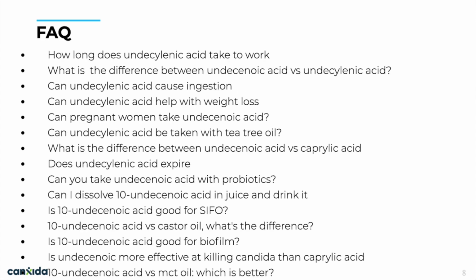Question 12. How long does undecylenic acid take to work? It's a potent natural medicine. A sustained release dose form is useful in reducing gastrointestinal side effects, and you'll find it can take anywhere from a few hours up to a day or so to work, but it's slow in its action and it will build up over time, particularly if you keep dosing regularly.